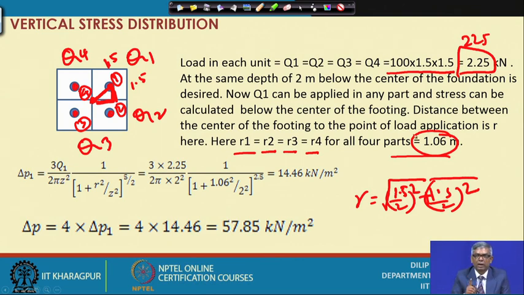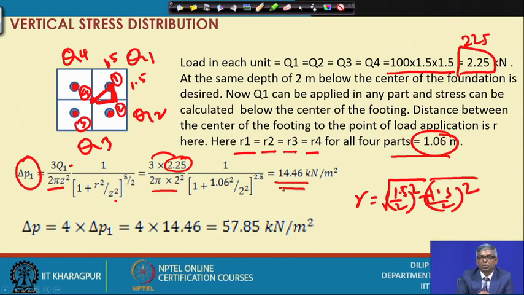Now I have to apply this for, suppose I am considering for this part 1 to this point. So, I say del P1 equals 3 Q1 by 2 pi z square, times 1 by (1 plus R square by z square) to the power 5 by 2. So, this is 3 into, not 2.25, it is 225, over 2 pi z square, and (1 plus 1.06 square by 2 square) to the power 2.5, then you will get around 14.46 kilonewton per meter square. So, this is the value we are getting for 1.